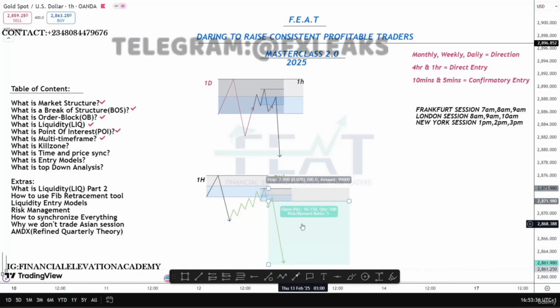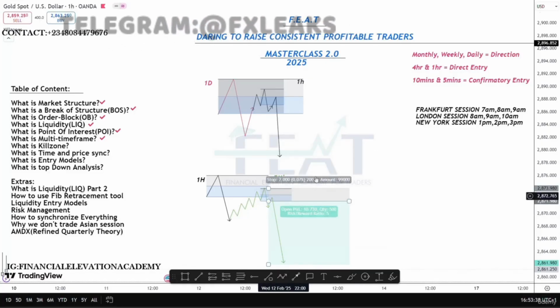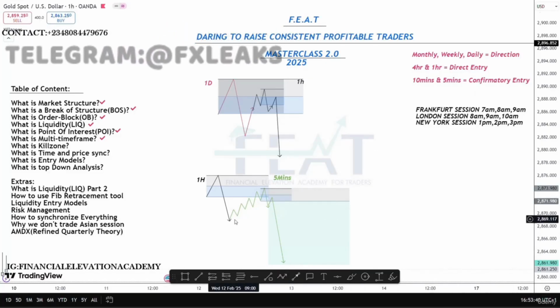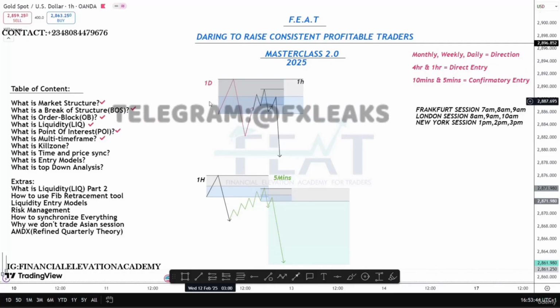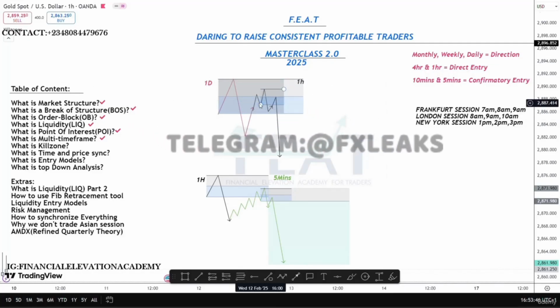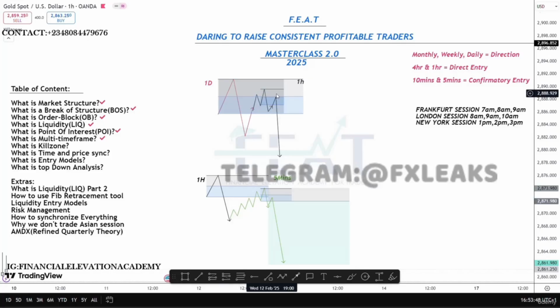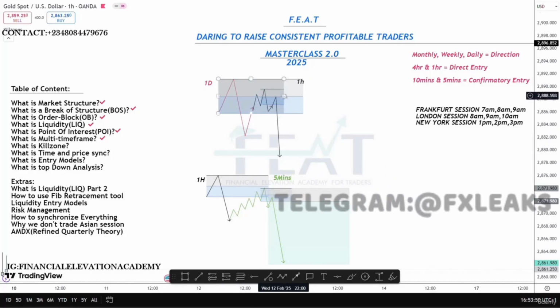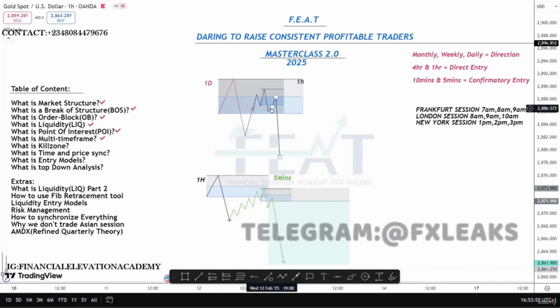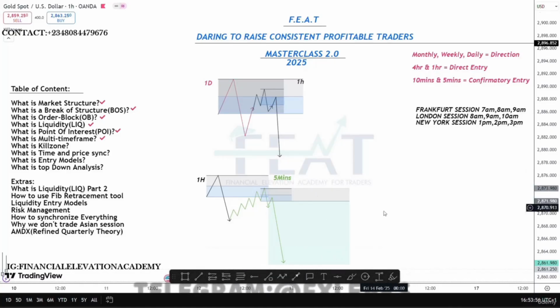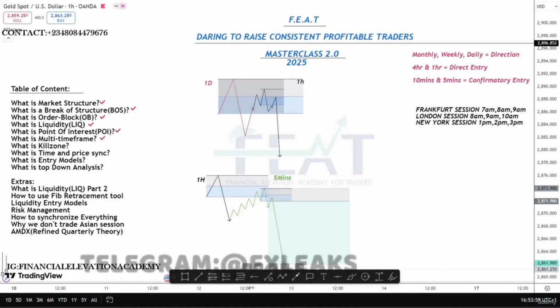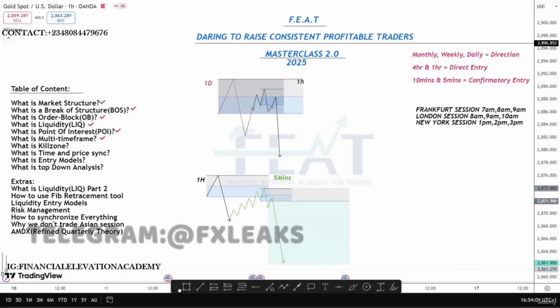So this is for confirmation entry of 10 minutes and 5 minutes, and this here is 1 hour, 4 hours direct entry. You just plot either PY1, PY2, or PY3 on the 1 hour, 4 hours and just take your trade. I do hope that this explains direct entry and confirmation entry quite clearly.